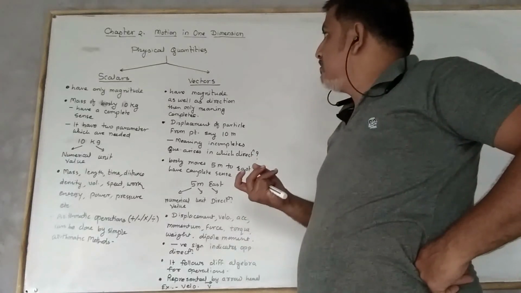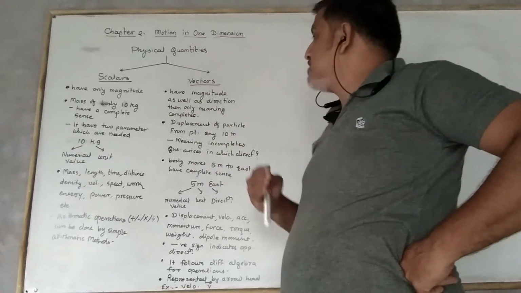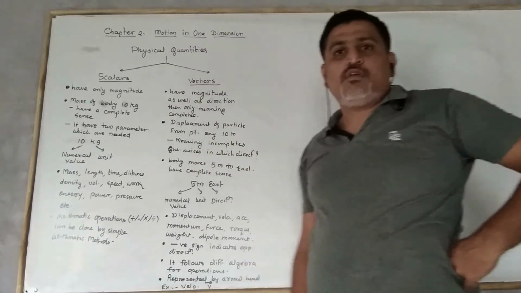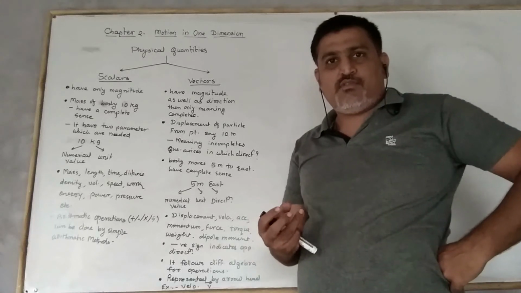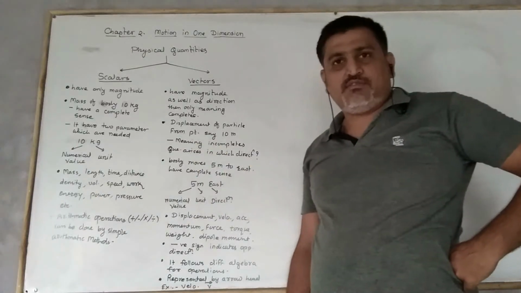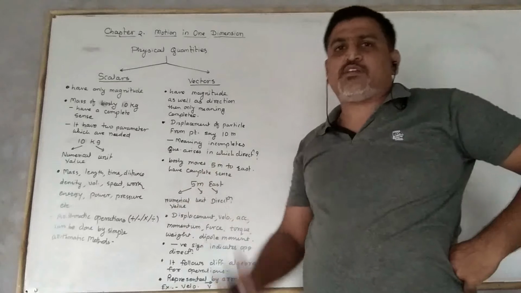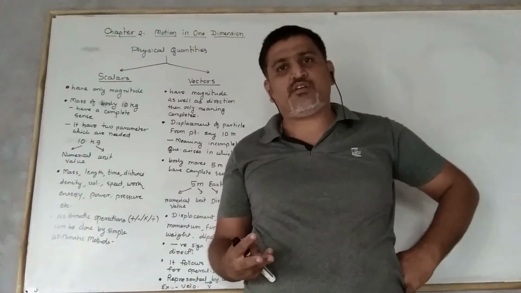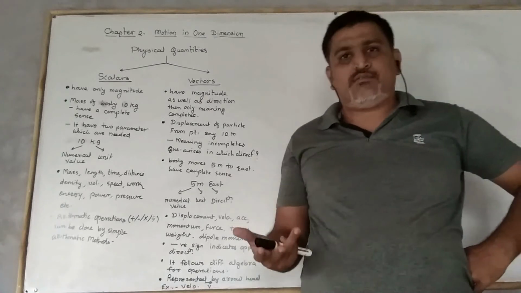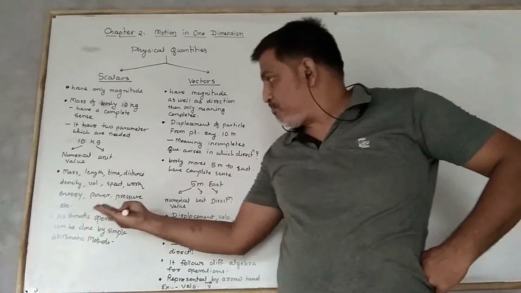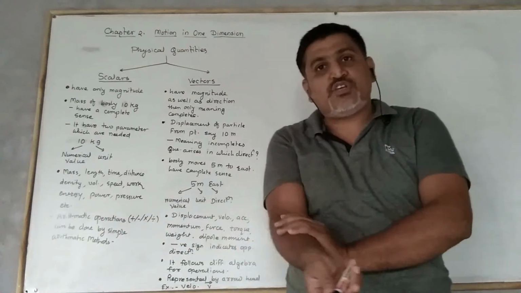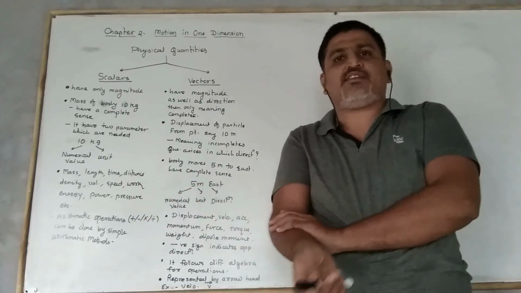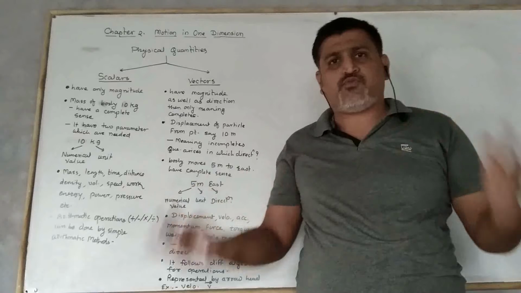Before going into some theory of motion in one dimension, let me explain to you about physical quantities. There are a lot of physical quantities like length, mass, time, electric current, volt, power, pressure, energy, speed, work, displacement, distance, velocity, acceleration. A lot of quantities are there.